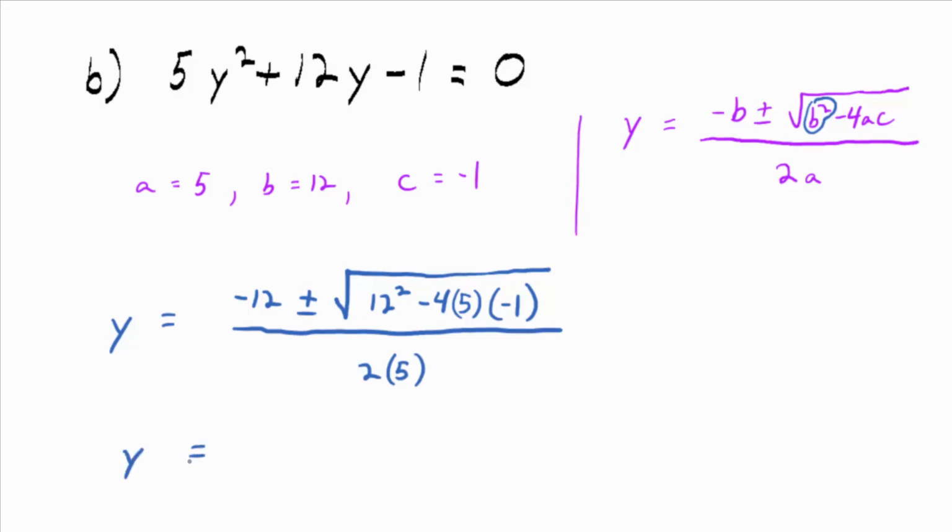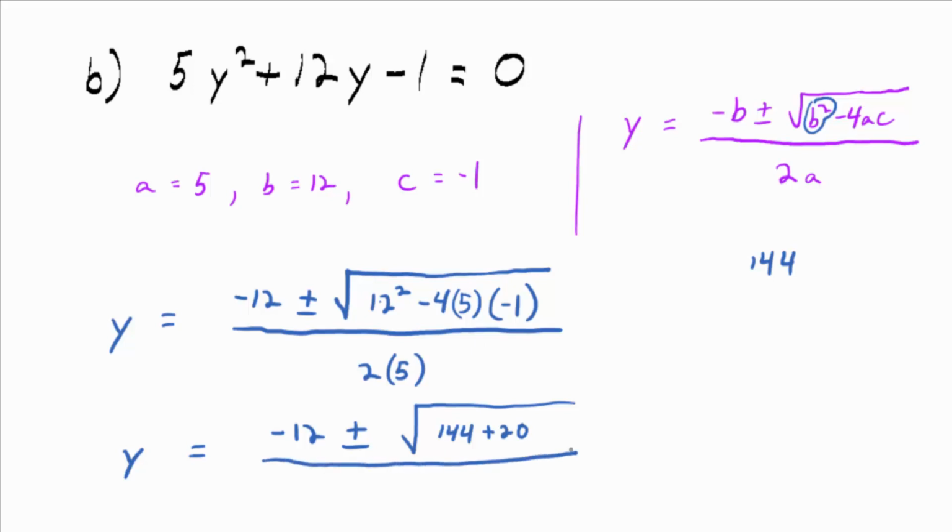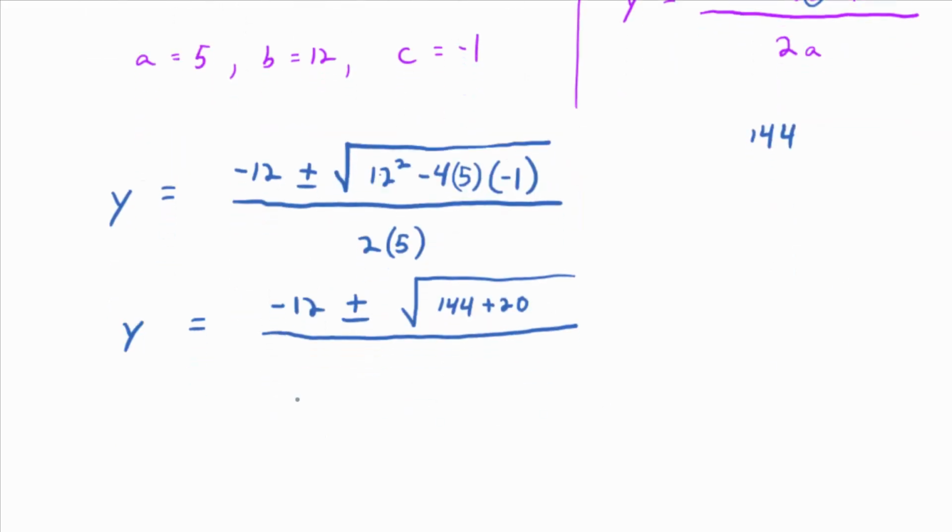Any issues? Okay, so -12 plus or minus, let's simplify the radical. 12 squared is 144. And what's this going to become? So 144 plus 20. You got to be very careful. It's really easy to make a mistake with the negative right there. All over what? All over 2 times 5 is 10.